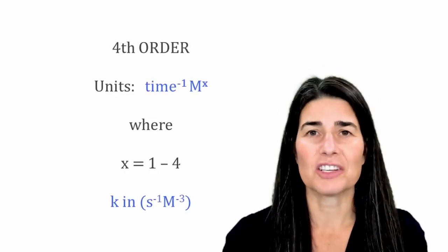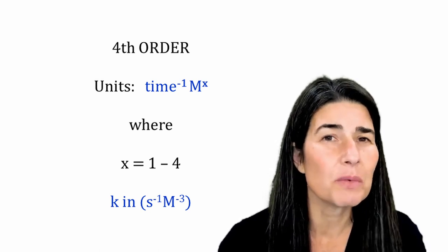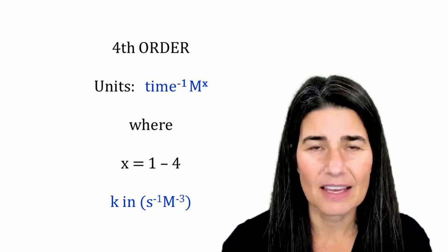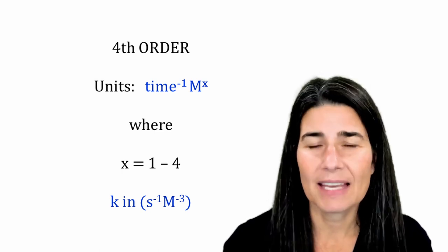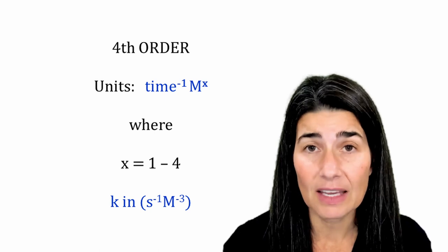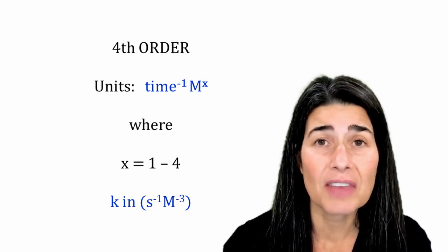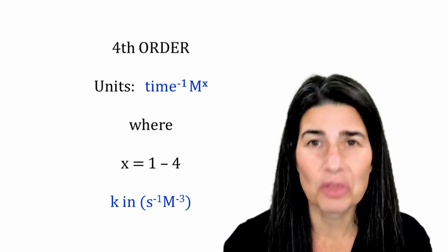Okay, what if you had a 4th order overall reaction where time was measured in seconds? If it was a 4th order overall, your units of K would be seconds to the -1, molarity to the 1 minus the overall order, which was 4. 1 minus 4 is -3. So your molarity would be to the -3 power. So the units of K would be s^-1, M^-3.